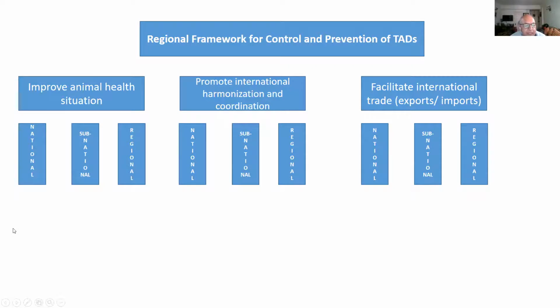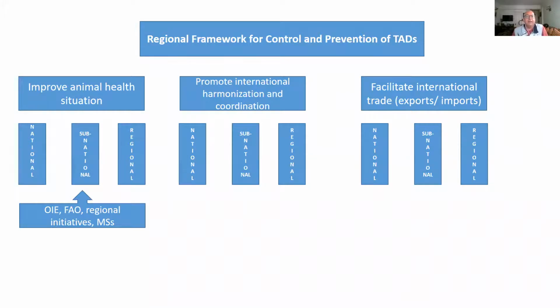Apart from this national, subnational, and regional platform, there are other partners. Usually they are called partners, FAO and OIE. They support these regional partners. MS means member states. Member states means countries.